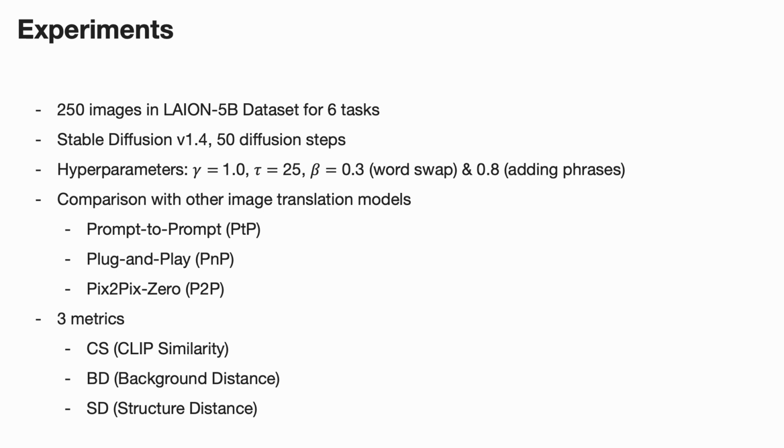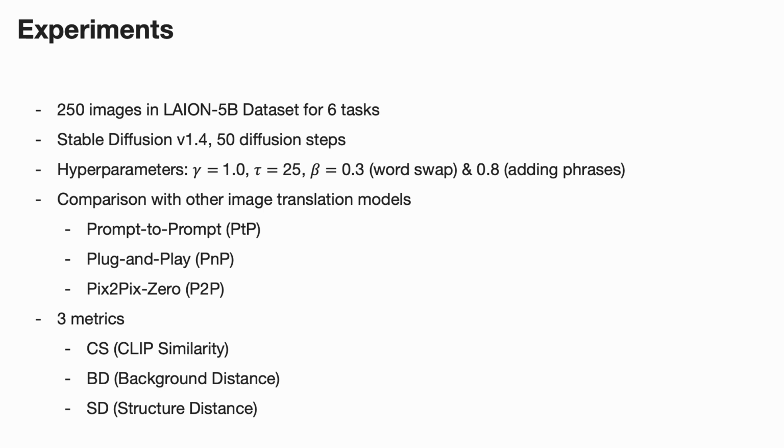In the experiments, we use 250 images from the LAION 5B dataset in 6 tasks each. Stable Diffusion version 1.4 with 50 diffusion steps is used for fast inference. We also set default hyperparameters as on this page. We compared our method PIC with other image translation models: prompt-to-prompt, plug-and-play, and pix2pix-zero. We set 3 metrics for the comparison.